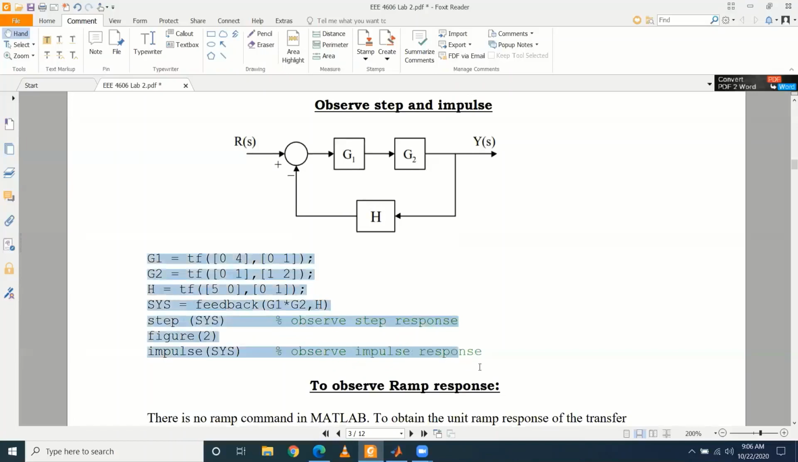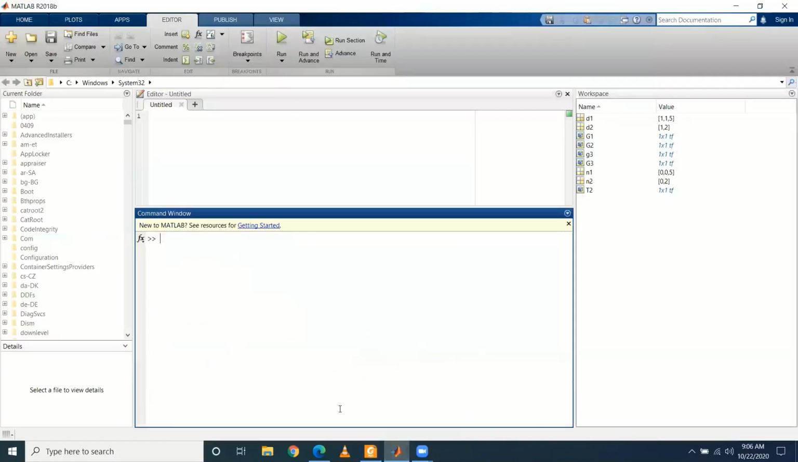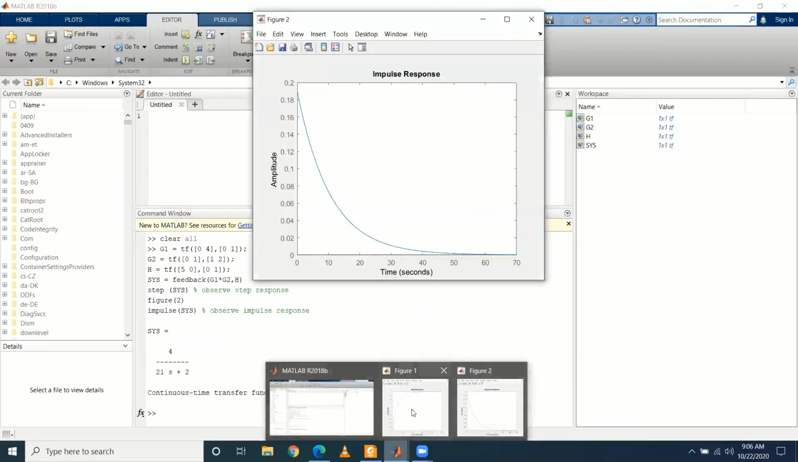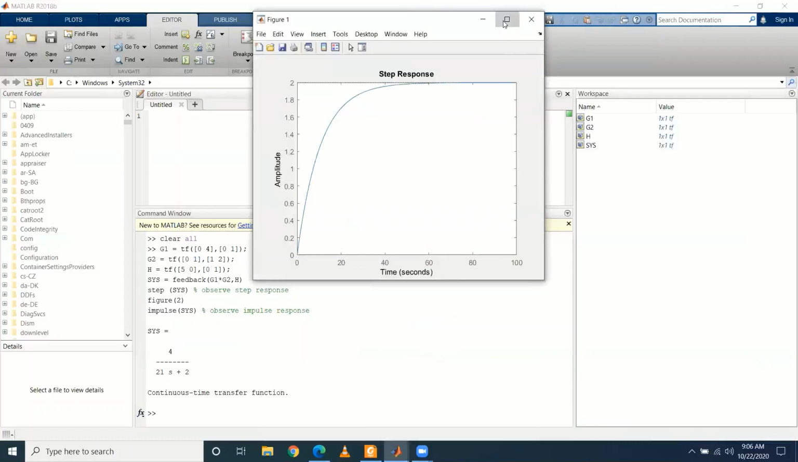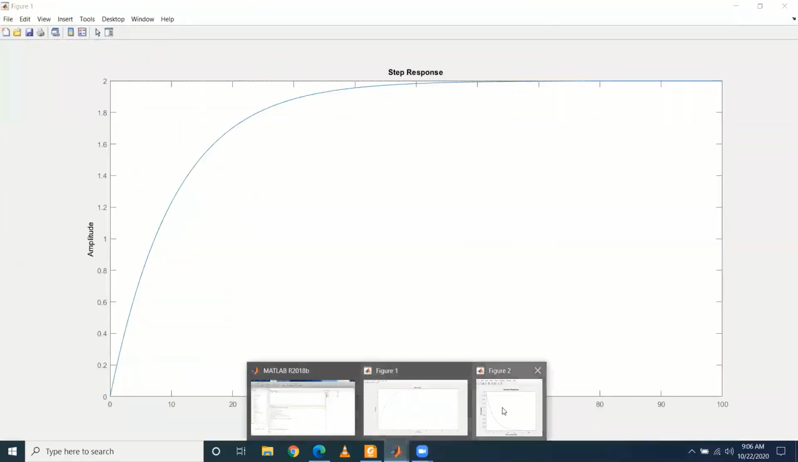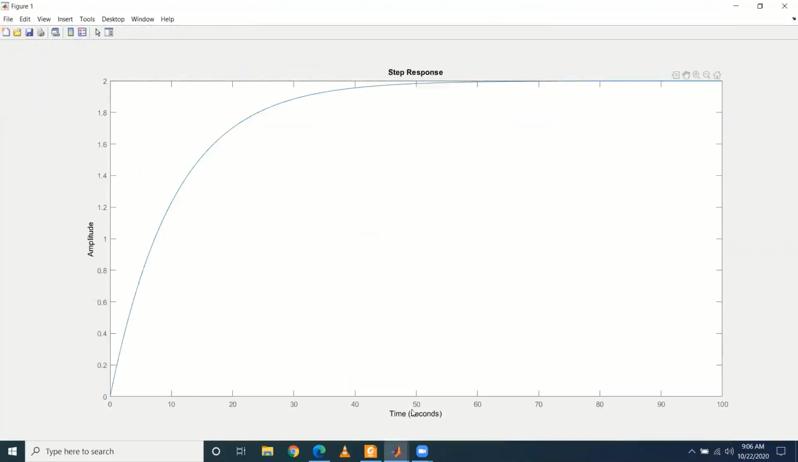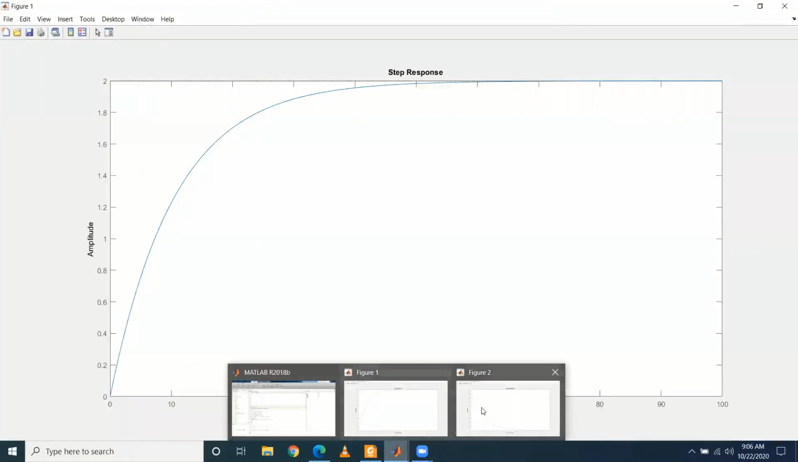So let's copy this part. This is the overall system, and we have the step and impulse responses. The step response, you already know why it's like this, right? It eventually becomes equal to the input and it looks like a step response. So you already know this from the first lab.